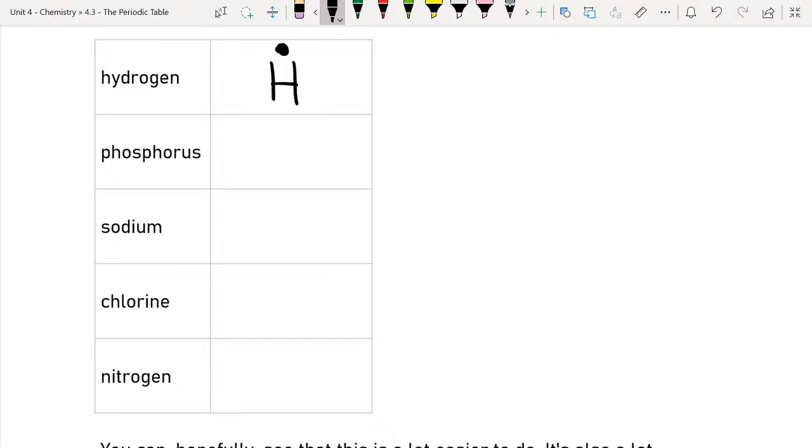And the first shell holds 2 of them, and the second shell holds 8 of them, and then the third shell has 1, 2, 3, 4, 5 of them. So to figure out how many are in the outer shell, all you have to do is find it, and just count on over.